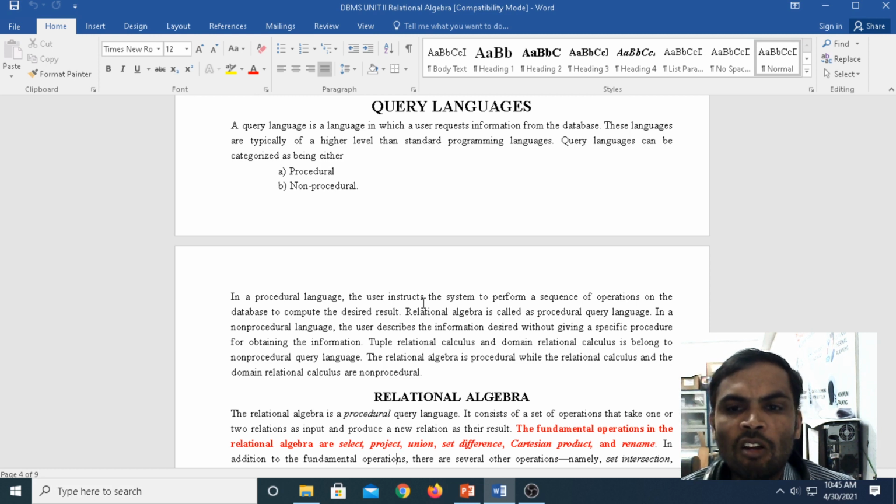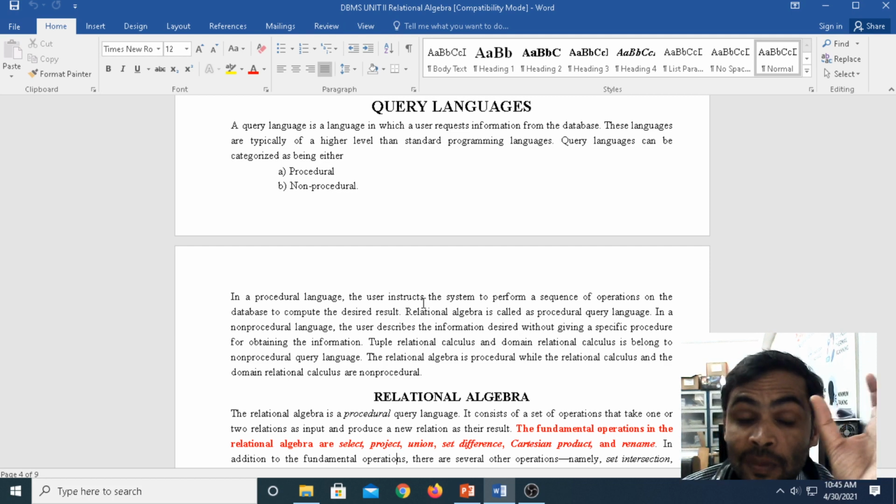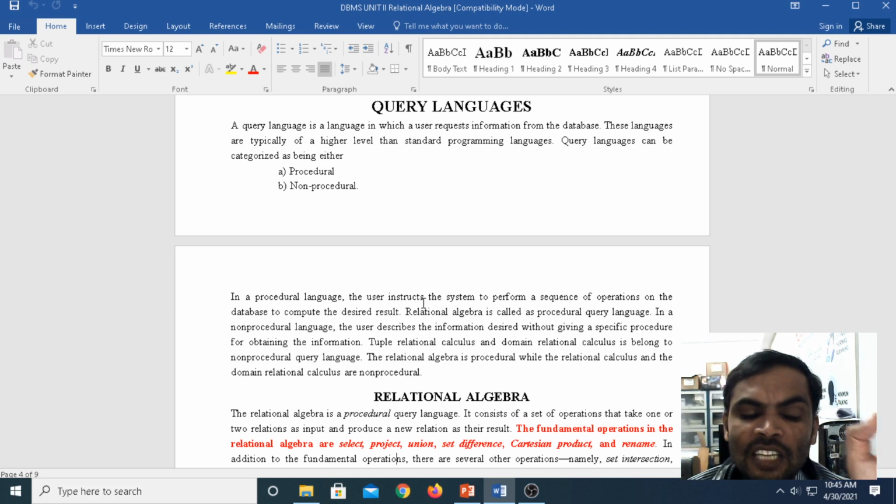Union means a combination of two tables. Under the union, if you want to combine the T1 table and the T2 table, we can use the similar columns or attributes. With the help of the union we cannot join the two tables. Coming to the set difference: set difference between the two tables is identified with the help of the minus symbol.